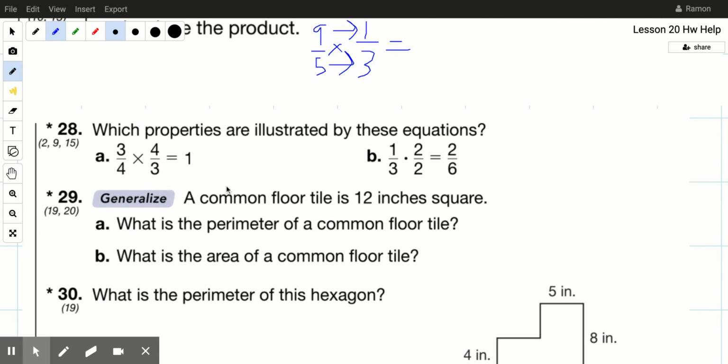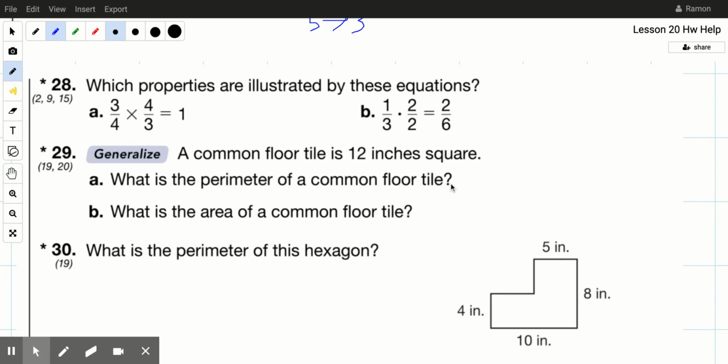28, which properties are illustrated? You see here that we have a number multiplied by reciprocal equals 1. For B, we multiplied by 1, essentially. So this is going to be the identity property because we multiplied by a value that's equivalent to 1. This will be the inverse property, which tells us that when we multiply by reciprocal, our product is 1.